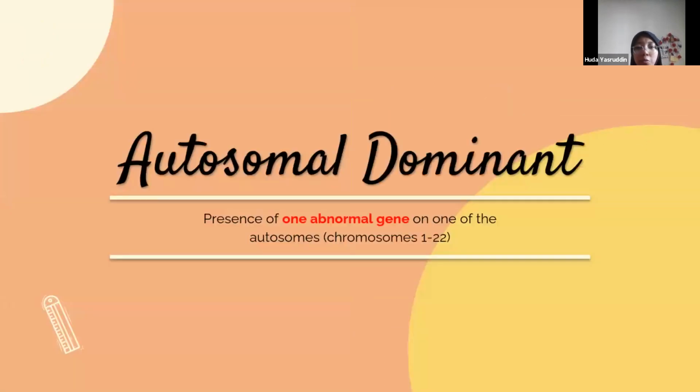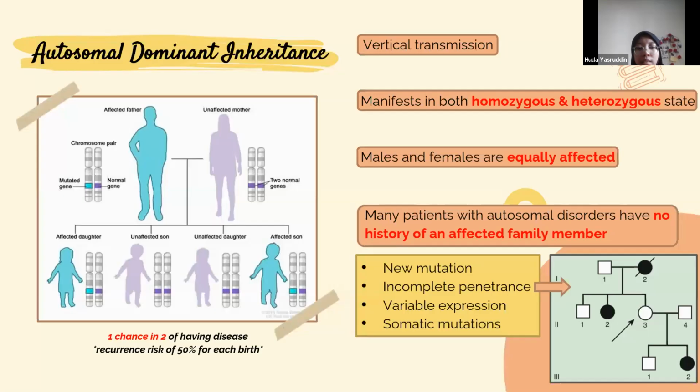So we move to the autosomal dominant, the first one. Autosomal dominant is defined as the presence of one abnormal gene on one of the autosomes, which, as I mentioned before, is chromosome 1 until 22. In autosomal dominant, one mutated gene is enough, because one chromosome pair consists of two genes. So one gene is enough for the patient to be affected with the disorders listed under the autosomal disorders.